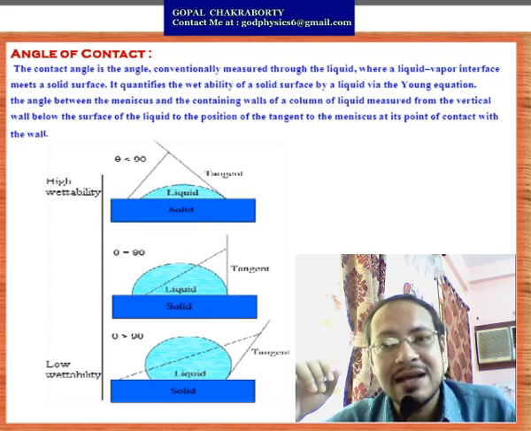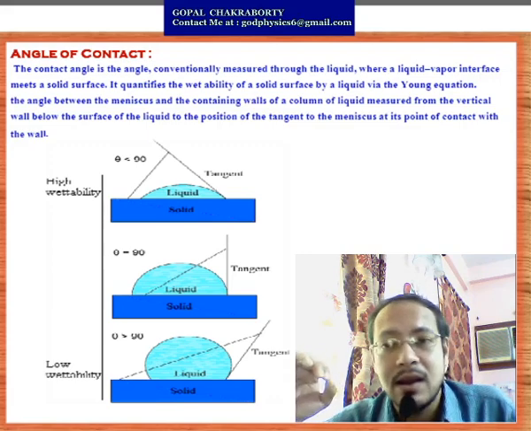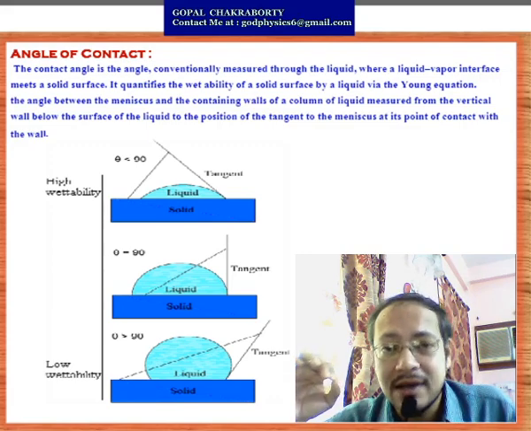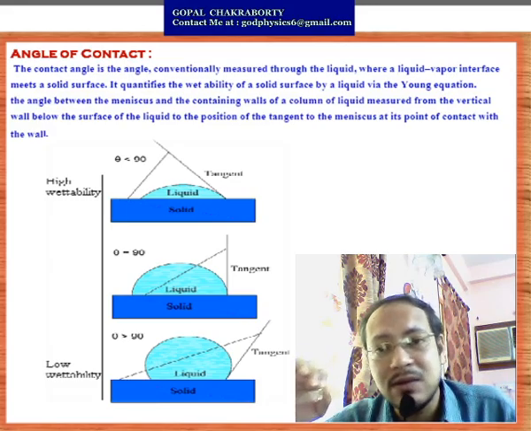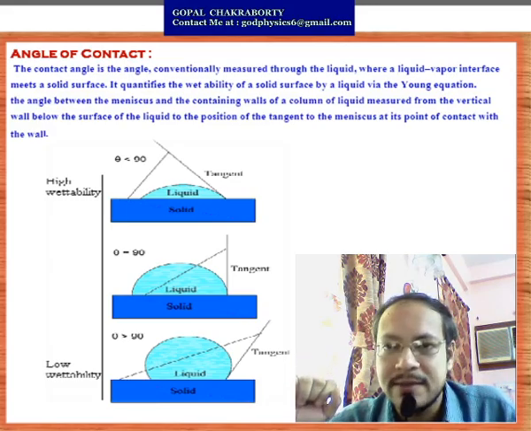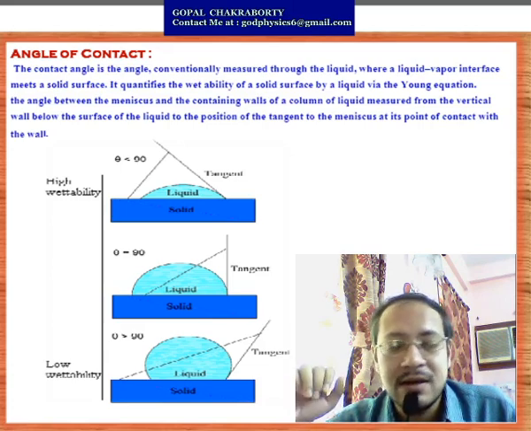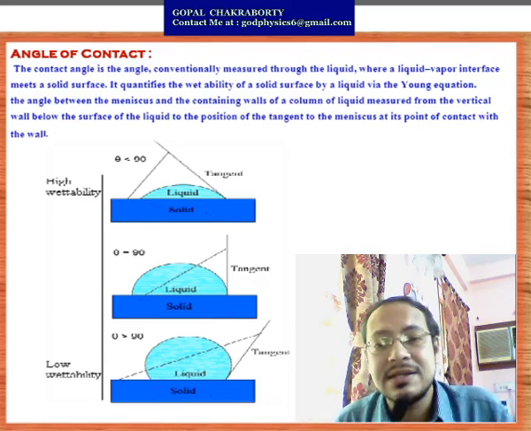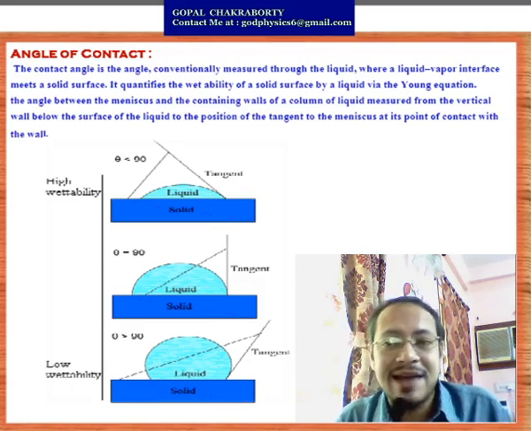It is the angle between the meniscus and the containing wall of a column of the liquid, measured from the vertical wall below the surface of the liquid to the position of the tangent to the meniscus at its point of contact with the wall. So this is the contact angle. Here you can see a diagram for your understanding.